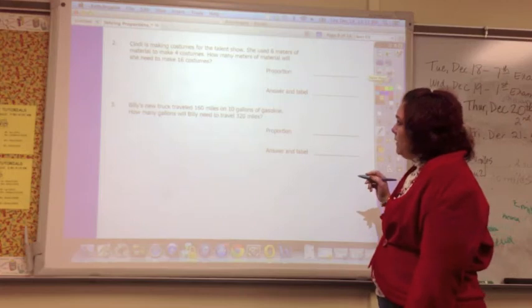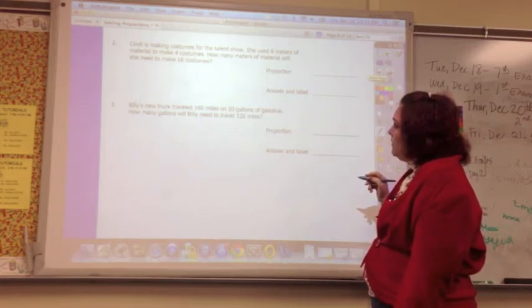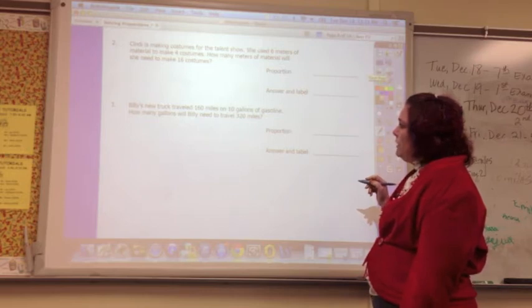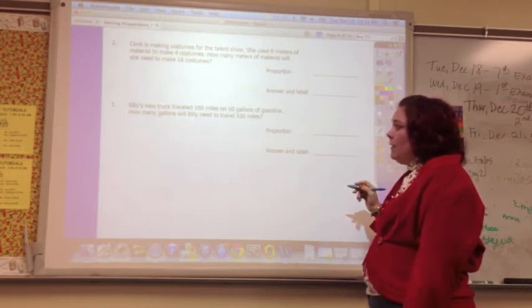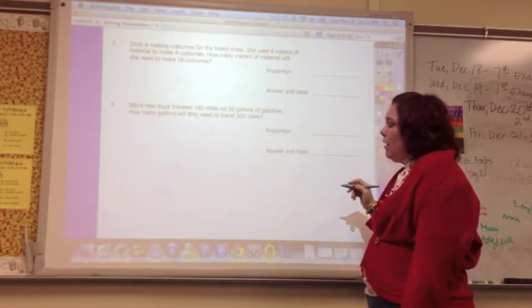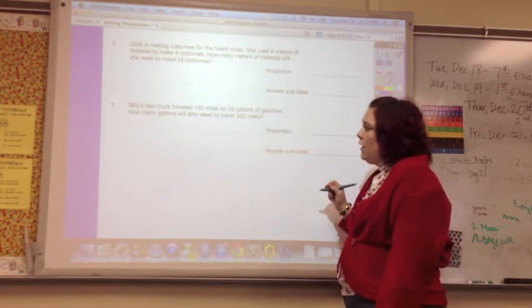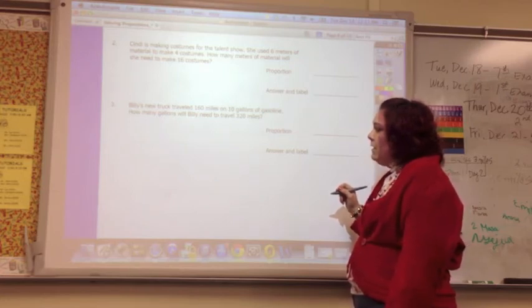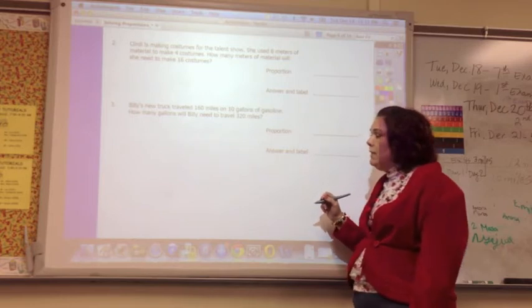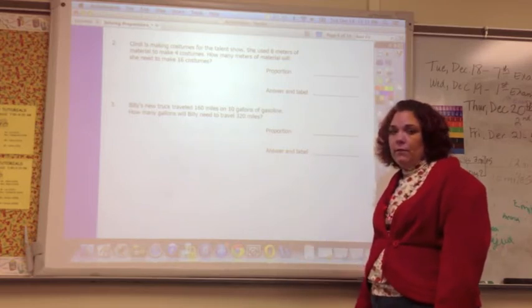Cindy is making costumes for the talent show. She used 6 meters of material to make 4 costumes. How many meters of material will she need to make 16 costumes? Go ahead and do that one. And then also do Billy's new truck traveled 160 miles on 10 gallons of gasoline. How many gallons will Billy need to travel 320 miles? Pause if you need to do these problems.